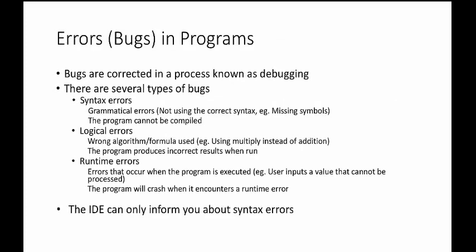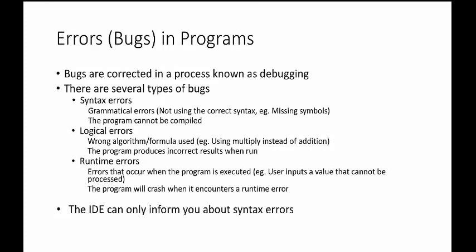Errors in programs. Bugs are corrected in a process known as debugging. There are several types of bugs. For example, syntax errors, which are grammatical errors, like not using the correct syntax or missing symbols. For example, let's say your comma becomes a full stop. So the program cannot be compiled because there's an error when it's converting to machine language.